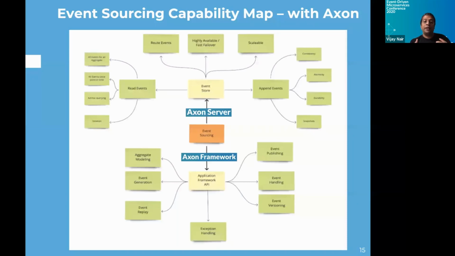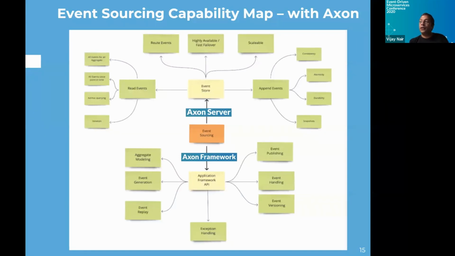And Axon essentially elevates the concept of event sourcing by not only treating events as messages, it also treats commands and queries as messages. And that's something unique in the event sourcing world. So for Axon, everything is a message, be it command, queries, and events. And it provides an enterprise-grade message router, which can be used to route these message types, which are commands, queries, and events, to various cooperating services.